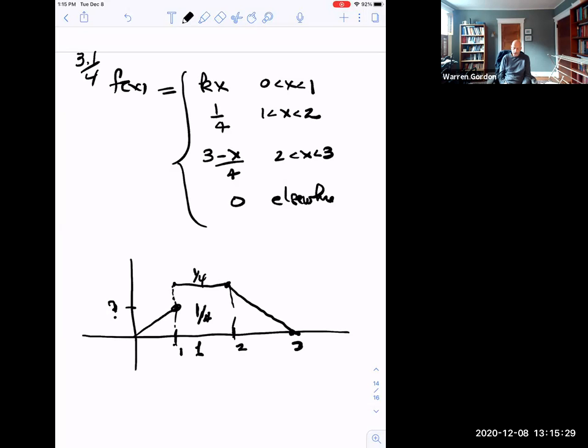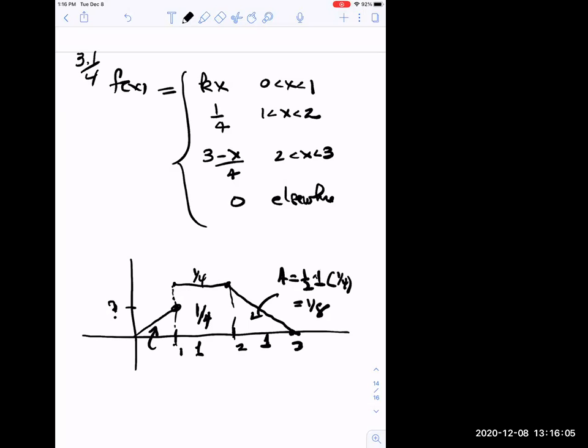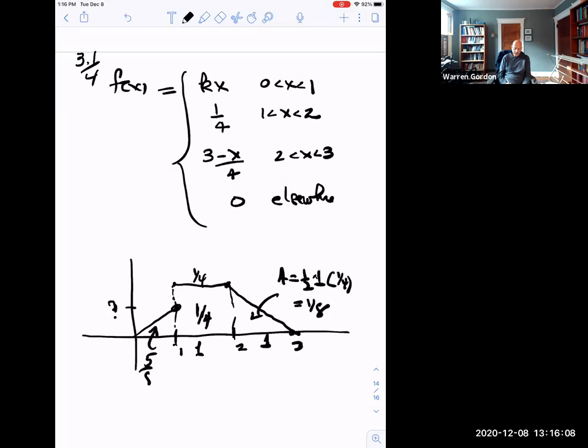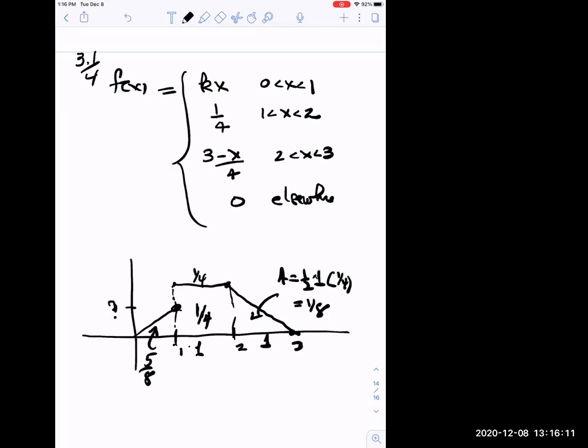This is 1. The height is a quarter. So this area is a quarter, correct? This is 1. This height is a quarter. So the area of this region is 1/2 the base times the height, which is 1/8. Do I have that right? A quarter times 1 is, okay. So together, these two areas give me 3/8. So what must this area be? One minus 3/8, which is 5/8.